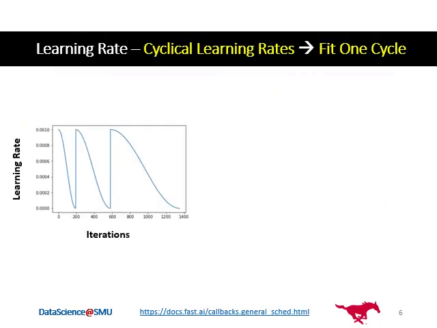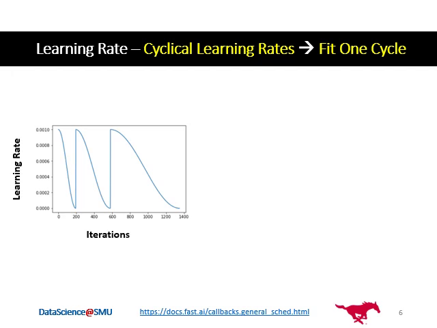Now, one of the more recent developments is this idea about cyclical learning rates. In the previous slide, we saw this idea of starting with a very high learning rate so that we can quickly start moving towards the global minima. And then as we move towards the global minima, as we reach closer, we start reducing the learning rate so that we don't overshoot the global minima. Now, the idea of cyclical learning rate is actually to increase the learning rate for some time and then decrease it and keep doing that again and again.